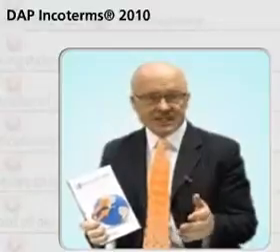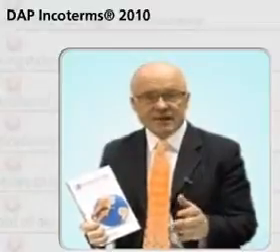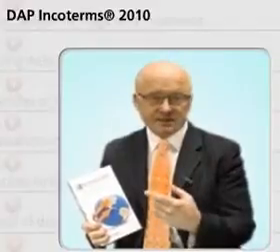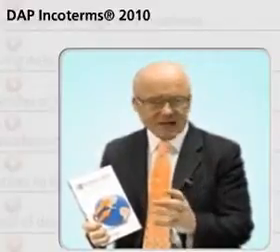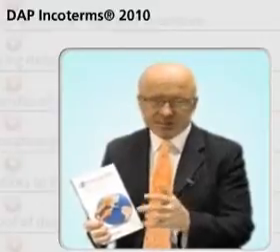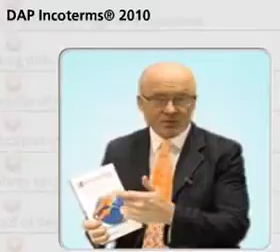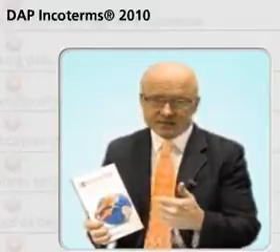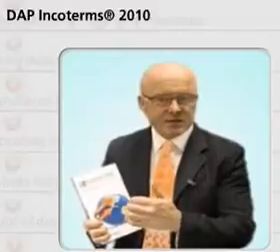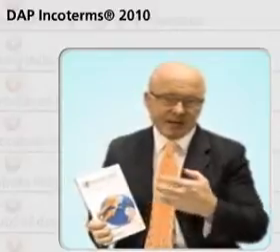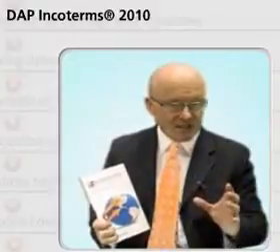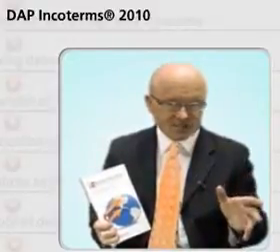The obligations of the seller and buyer under DAP are set out in A1 to A10 and B1 to B10. There is one essential point to grasp in connection with the DAP rule. This point is set out in A4, B4, delivery, taking delivery, where it is stipulated that the seller delivers when the goods are placed at the disposal of the buyer on the arriving means of transport ready for unloading at the named place of destination.